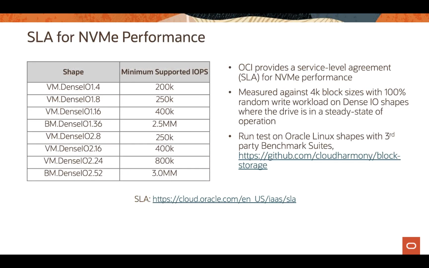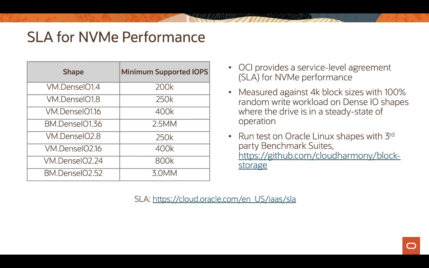Okay, really proud of the performance that we have around NVMe. We offer SLAs on top of it, so you can access the website to get the SLA information on NVMe performance. As you can see on the table, you do have all the dense I/O shapes available today in OCI, and the amount of minimum supported IOPS you can get. So on a VM dense I/O 1.4, you can get over 200K IOPS.